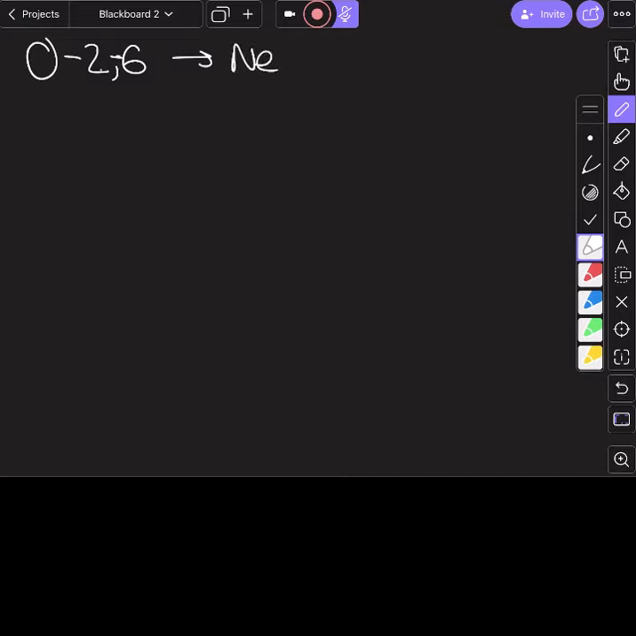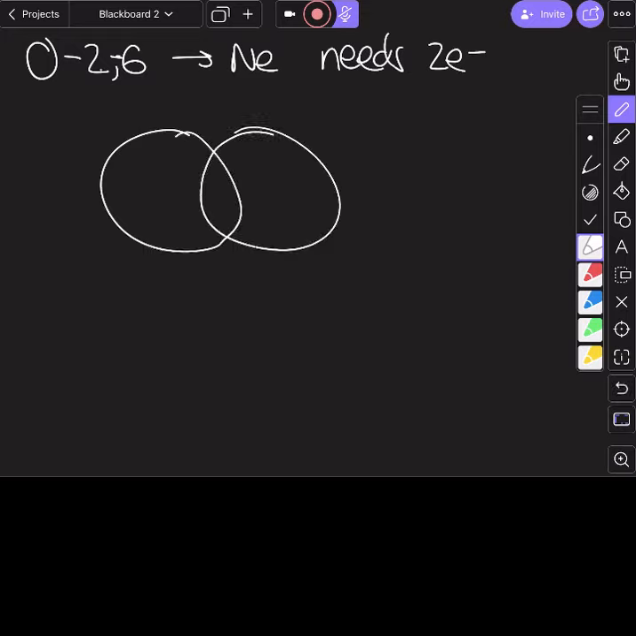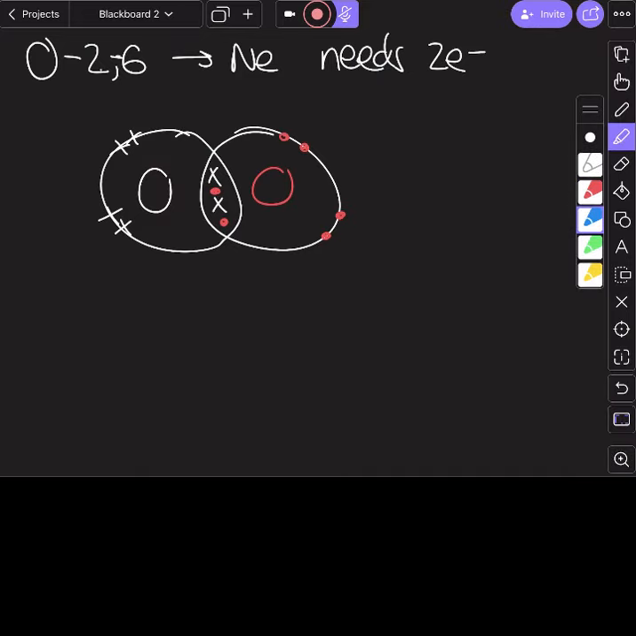It wants to be neon if you look across your periodic table, so it needs 2 electrons. And if you have 2 oxygens and each oxygen needs 2 electrons, well then each oxygen is actually going to share 2 of its electrons with the other oxygen. So 1, 2, 3, 4, 5, 6 for 1 oxygen, happiness. The other oxygen now I'm going to do as dots. So 1, 2, 3, 4, 5, 6 for my other oxygen. So if I count across, 1, 2, 3, 4, 5, 6, 7, 8, this oxygen is happy. If I look over here, 1, 2, 3, 4, 5, 6, 7, 8, this oxygen is happy. So here now the oxygen-oxygen bond.